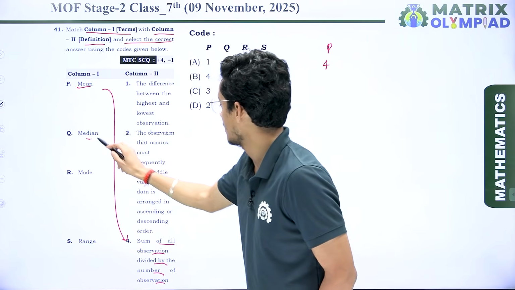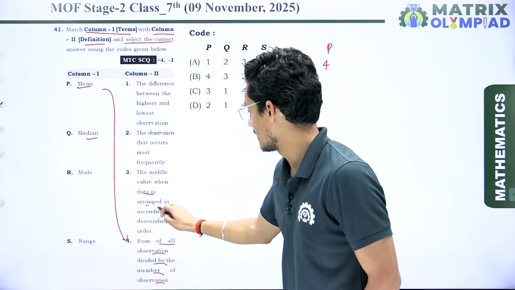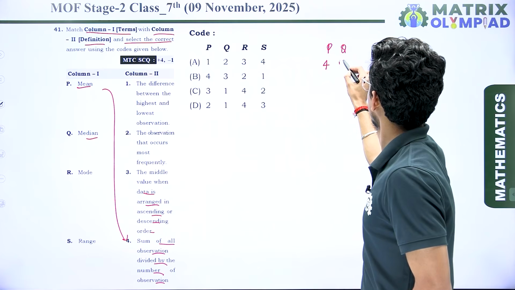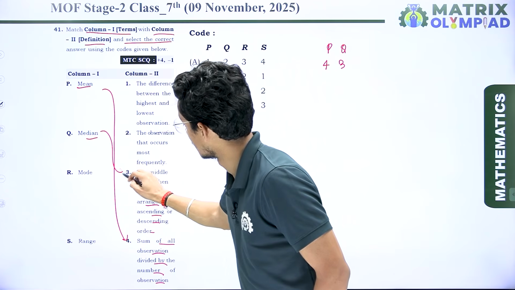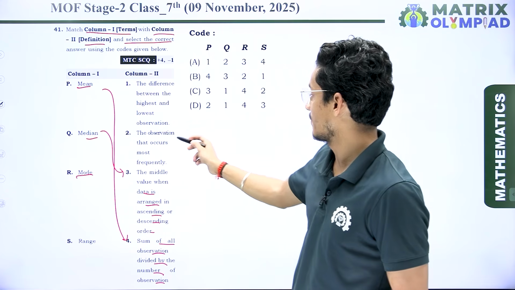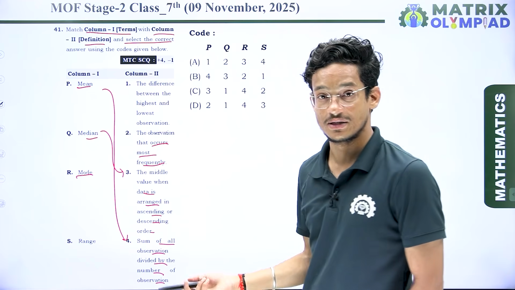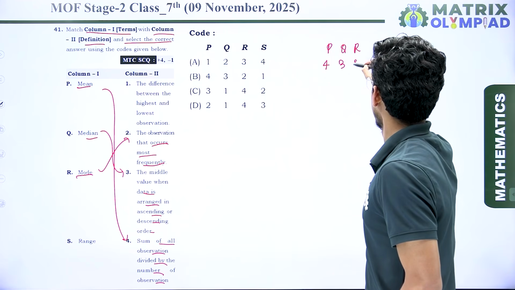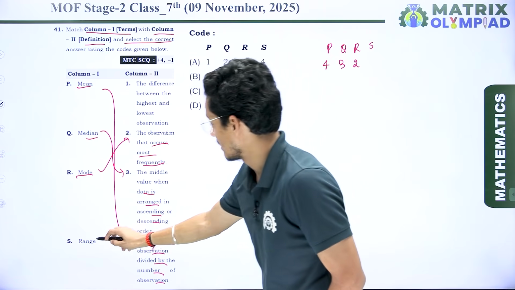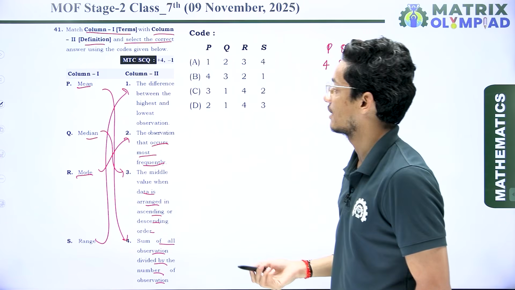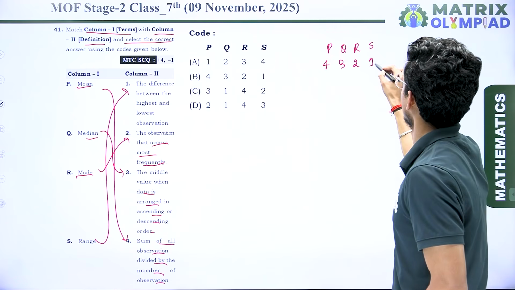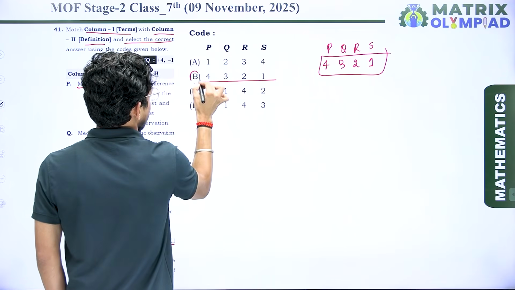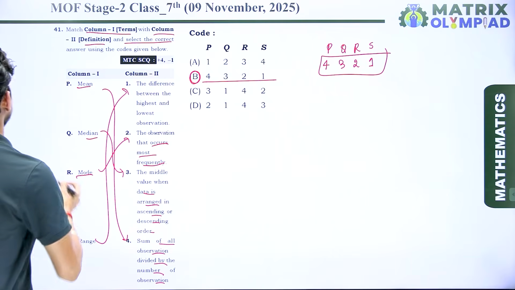Next, median. Median is the middle value when the data is arranged in ascending order, descending order. This one is true. So Q is connected to 3. So I can write here Q is connected to 3rd. Mode is the observation that occur most frequently. This is the mode of the given data. So R is connected to 2, and last, that is S. So S range, that is the difference between the highest and the lowest observation. So S is connected to 1. So the correct option is 4, 3, 2, 1. It means option number B is the correct answer over here.